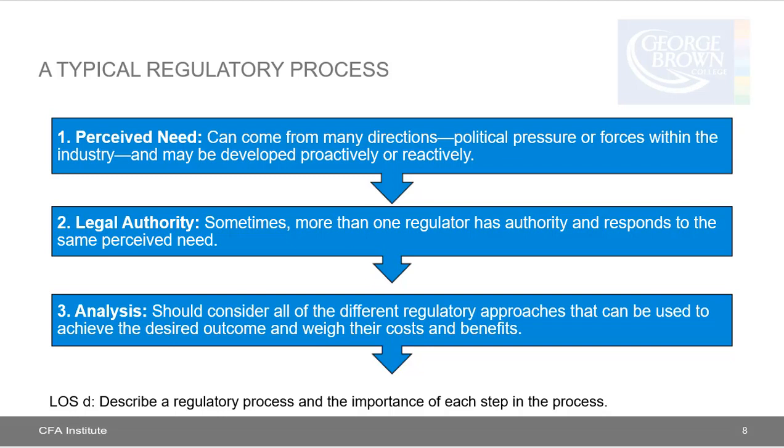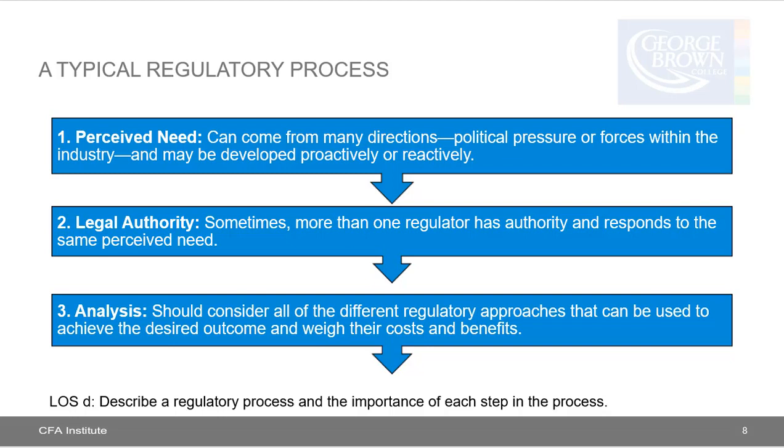The first step is the perceived need. And that can come from many directions, political pressure or forces within the industry, and may be developed proactively or reactively. The second step in a regulatory process would be the legal authority. Sometimes more than one regulator has authority and responds to the same perceived need.